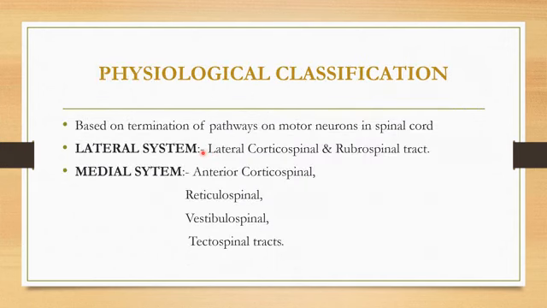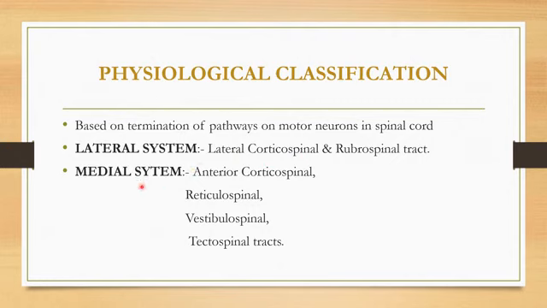So this classification is based on the termination of pathways on motor neurons in spinal cord and their positioning in the spinal cord. So we can categorize them into lateral and medial system pathways. In the lateral system, the pathways that descend down in the lateral column of spinal cord, which include lateral corticospinal and rubrospinal tract. So the fibers terminate on the motor neurons that are placed laterally on the ventral horn of spinal cord. And these tracts are involved in regulation of skilled voluntary movements.